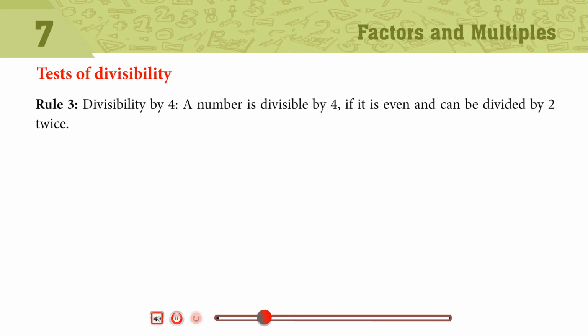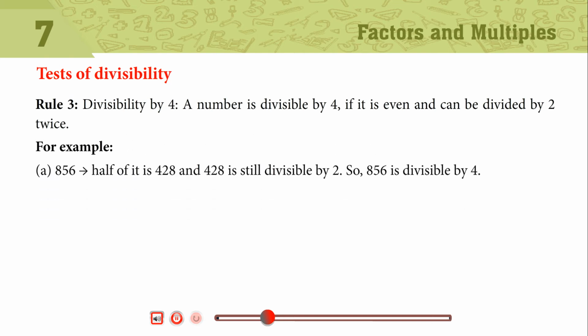Rule 3. Divisibility by 4. A number is divisible by 4 if it is even and can be divided by 2 twice. For example, 856. Half of it is 428 and 428 is still divisible by 2. So 856 is divisible by 4.